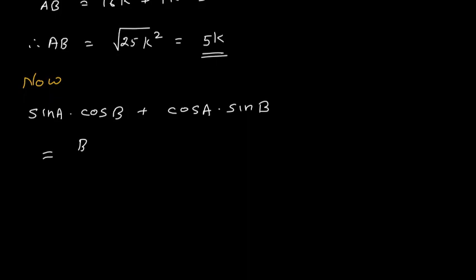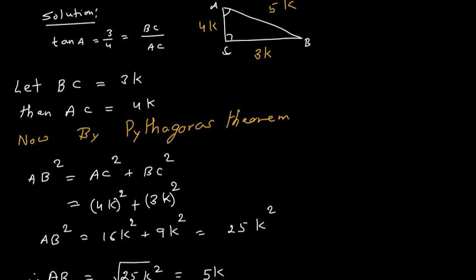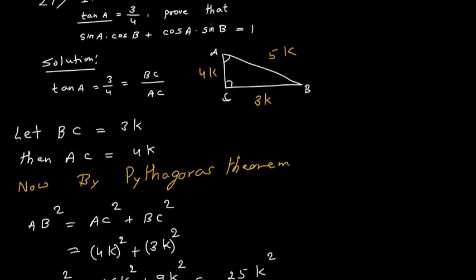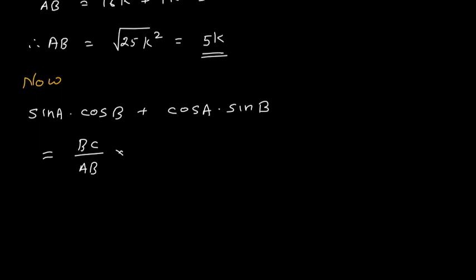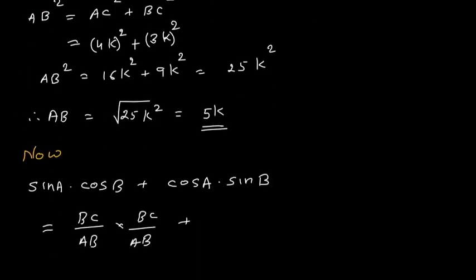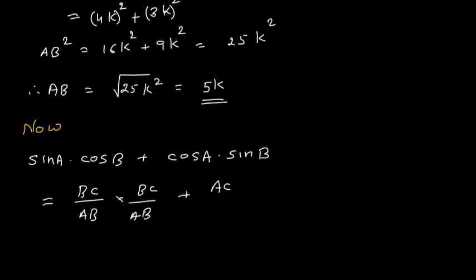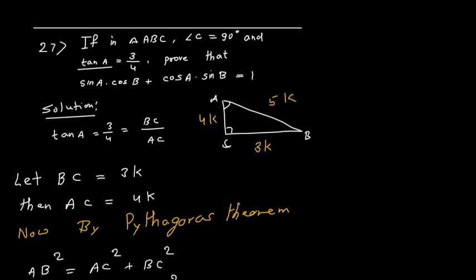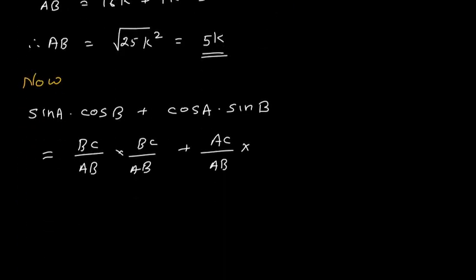This is BC upon AB into the value of cos B. So value of cos B is BC upon AB. This is BC upon AB plus the value of cos A. So cos A is adjacent upon hypotenuse, that is AC upon AB. So this is AC upon AB into the value of sin B. Value of sin B is AC upon AB. This is equals to AC upon AB.